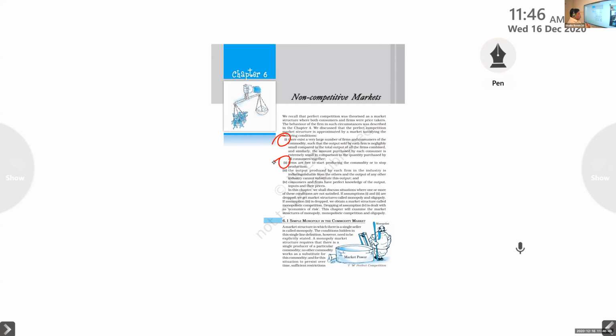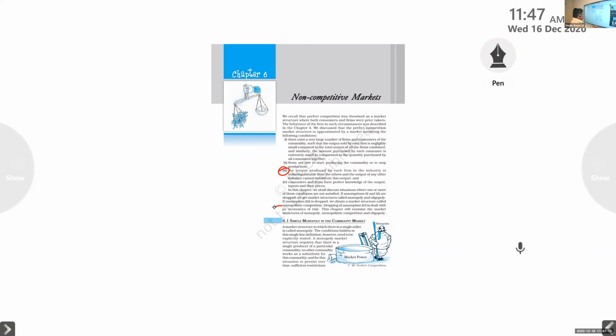So what do we discuss? We are going to discuss what is monopoly and what is oligopoly. Next case, assumption 3 is dropped. Then we obtain a market structure called monopolistic competition. So by dropping assumption 3, we find a monopolistic competition structure.